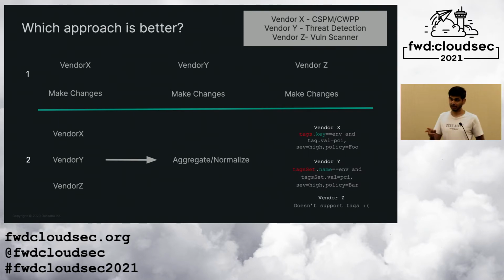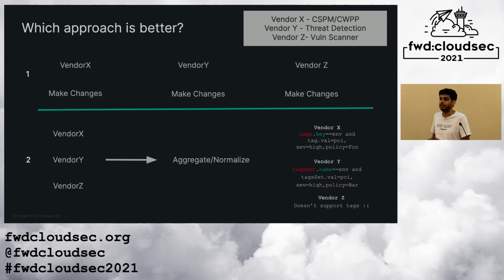So I have seen 2 approaches there again. In the first approach, suppose you have multiple vendors. Vendor X is some CSPM, CWPP vendor. Vendor Y is some threat detection tool. And vendor Z is some vulnerability scanner. So you could go to each individual vendor, log into the tool, and do all this work. But that's not scalable, right? Now you are creating a lot of tribal knowledge, and you just don't know why this thing is working the way it's working. You ask somebody and they say, oh, I don't know, that's how it was, right?